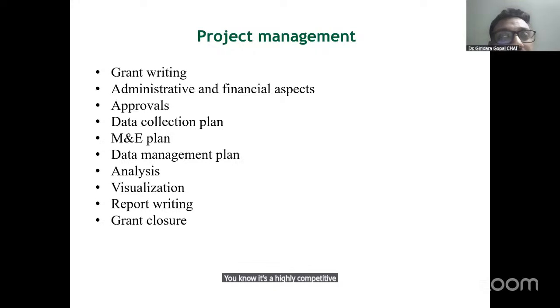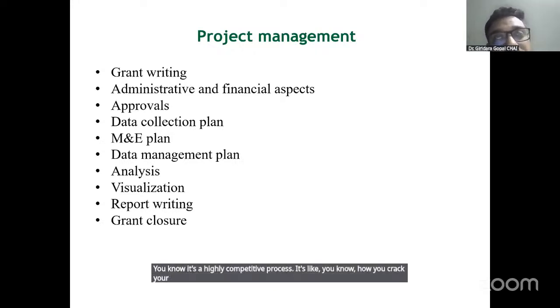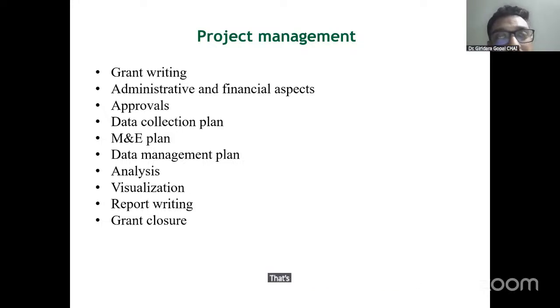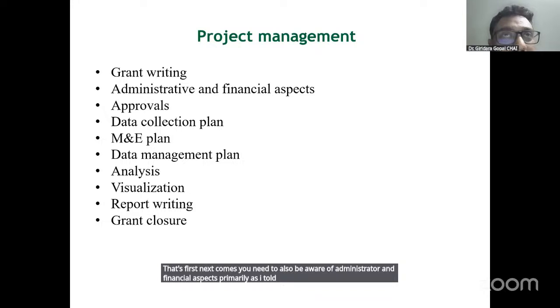It's like how you crack your NEET, everything. So you need to get money. Usually you need to work under some academia to get grants and get the money funded in. That's first. Next comes, you need to also be aware of administrative and financial aspects, primarily, as I told, planning your team, planning your money, planning how you spend it, ensuring that your work is also translating into meaningful data, and so on and so forth.